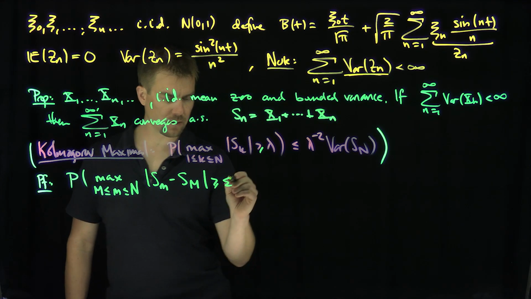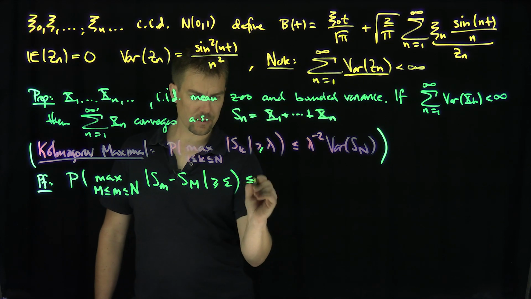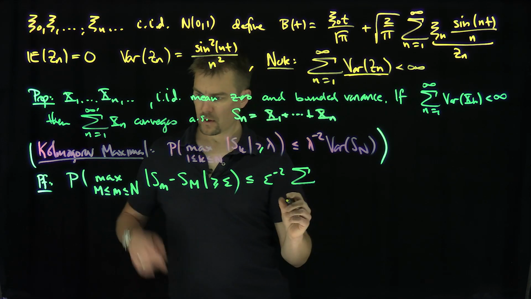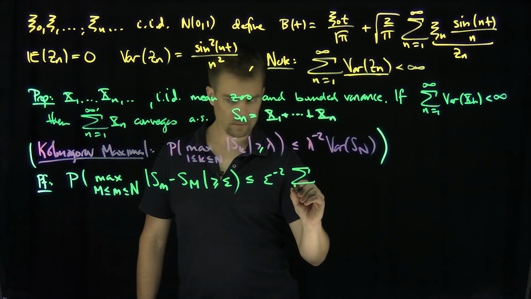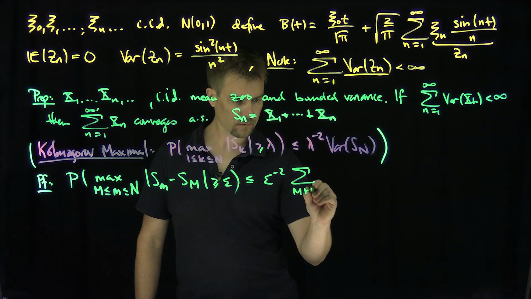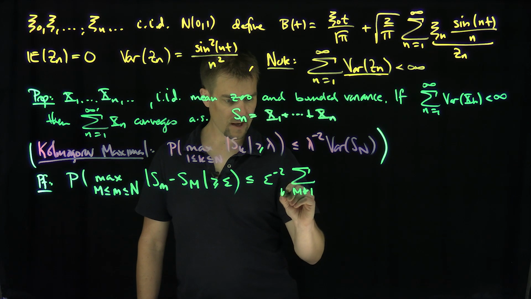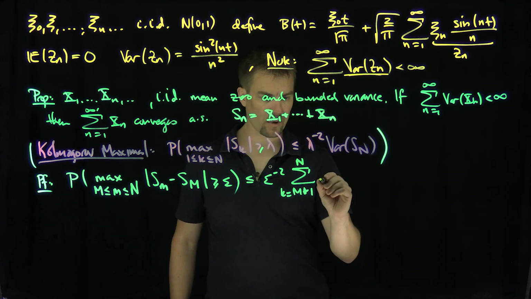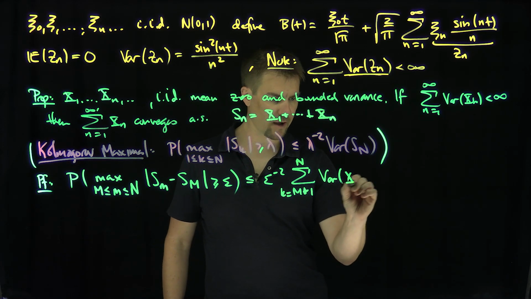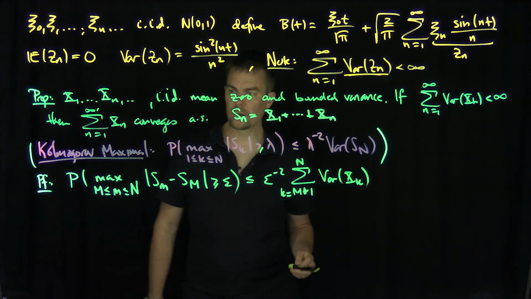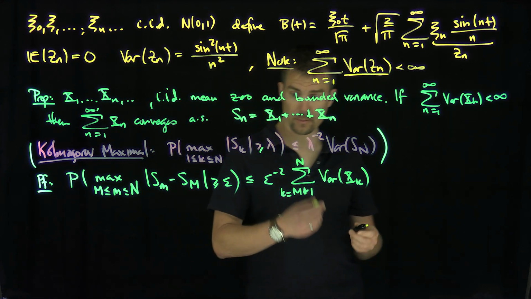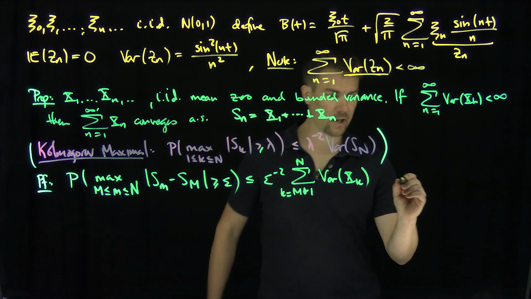It doesn't really matter. This probability is less than or equal, by Kolmogorov maximal, to epsilon to the negative 2 times the sum, where k goes from M plus 1 up to N, of the variance of the terms in the sum, the variance of Xk, right? Now, of course, what I'd like to do is let N go to infinity. As N goes to infinity, this inequality remains the same. So let N go to infinity.